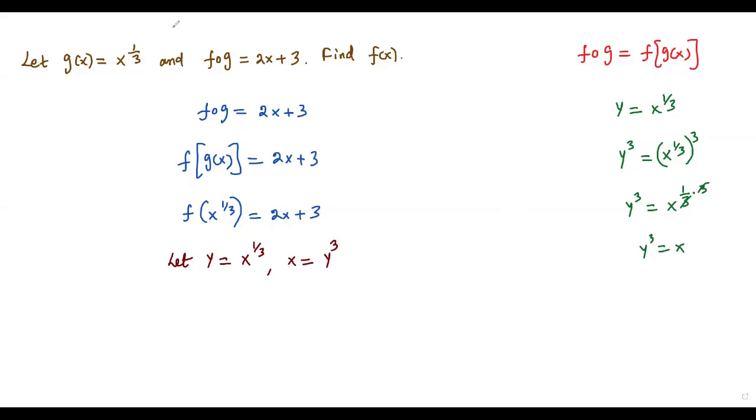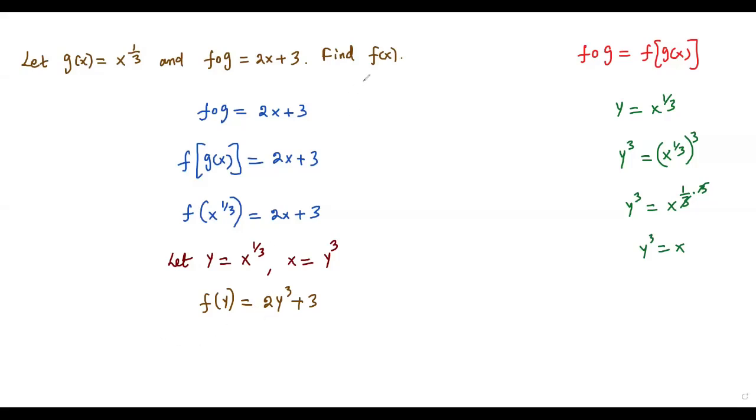In my next step, I'm going to plug in this y for the x to the power of 1/3 over here. Then I'm getting f of y equals 2 times, so this x can be replaced by y cube. Then I'm getting 2y cube + 3. Now I got the outside function f in terms of the variable y.